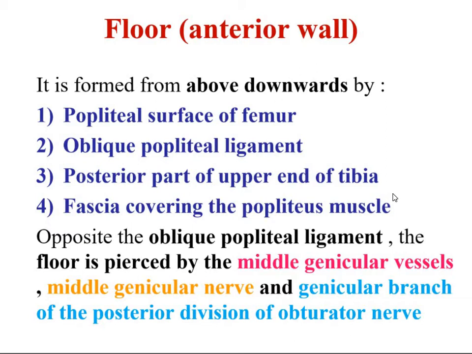It is formed from above downwards by the following structures. The first one is the popliteal surface of femur. Obviously, it is formed over the bone, so it will be your popliteal surface of femur. Then we will have the oblique popliteal ligament, which we also discussed in the last class. Then we have the posterior part of the upper end of tibia.